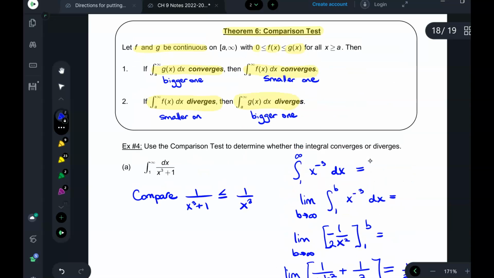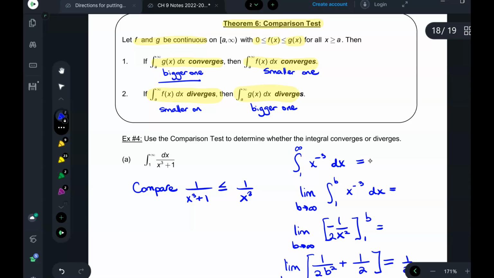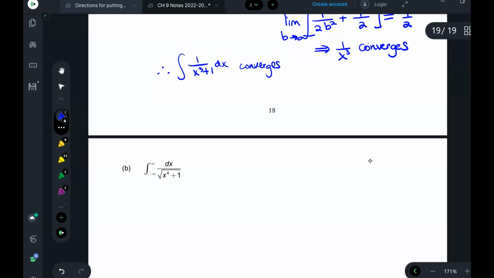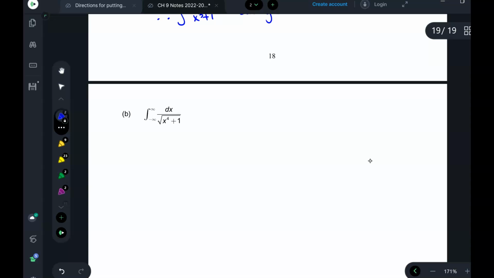Since the one that was bigger converges, the smaller one also has to converge. Right, so our integral, okay, last page. All right, so we're going to compare this one to 1 over x squared.